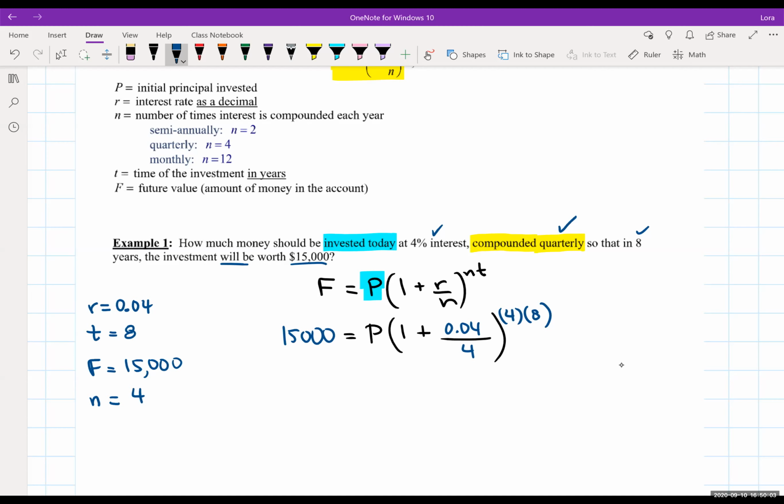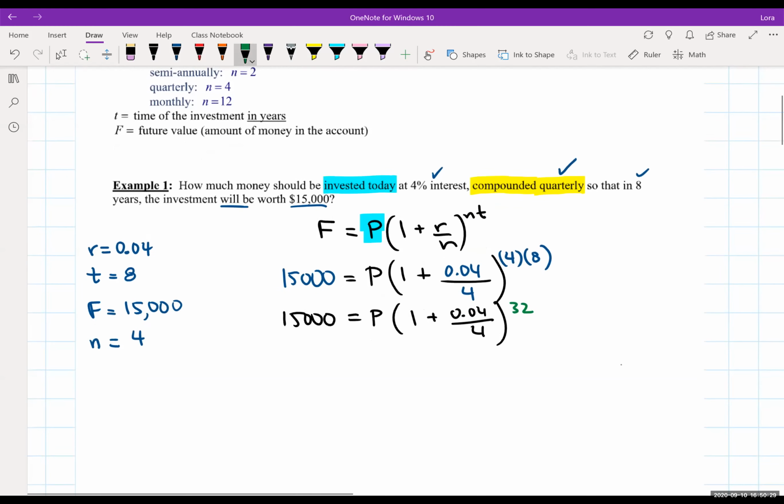So from here, I'll do a little bit of simplifying. Keep in mind, I still have the 15,000 on the left side. I have P. And, if we're using our TI, we don't have to go too crazy with the simplifying. Maybe the 4 times 8 would be appropriate. So that's 4 times 8 is 32. What's kind of cool when you are using your TI is that you could actually plug a lot of things in all in one shot.